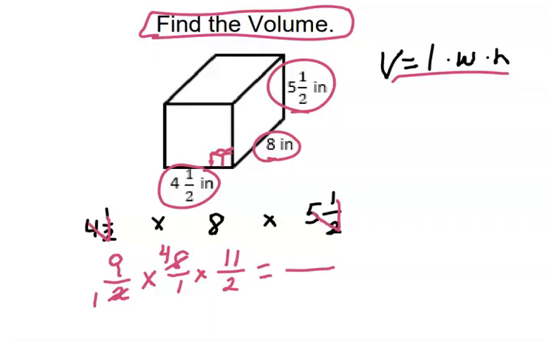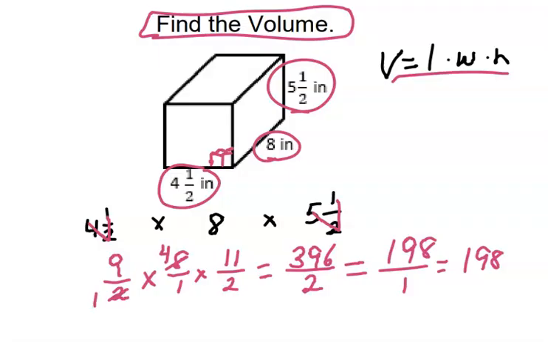All right, so it's going to be 9 times 4, which is 36, times 11, which is 396. And then on the bottom, we have 1 times 1 times 2, which is just 2. So we can take 396 divided by 2, or just whatever 396 is cut in half. That will be our answer. So it's going to be 198 over 1, which is, of course, just 198.